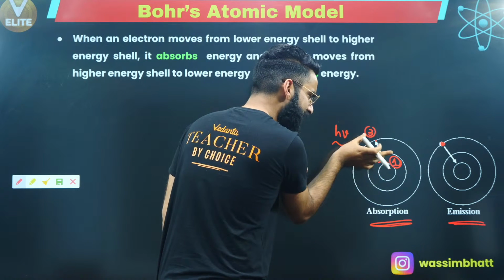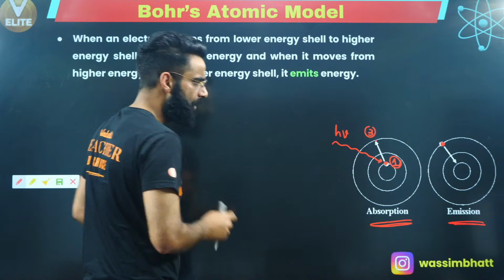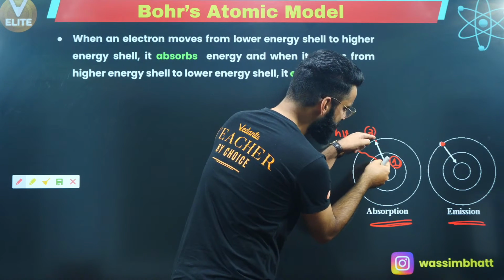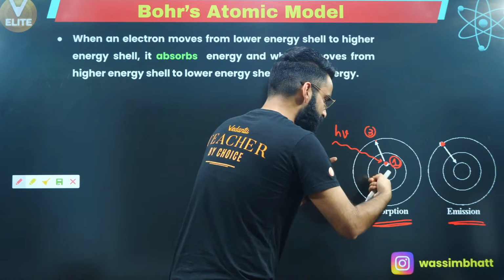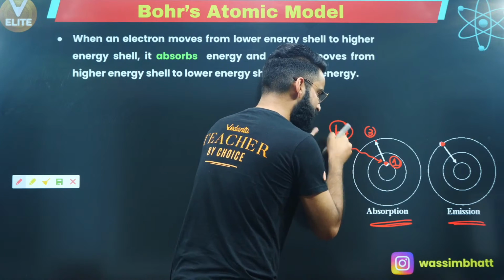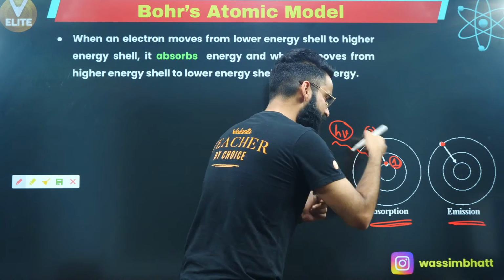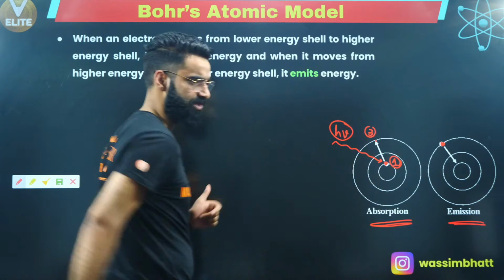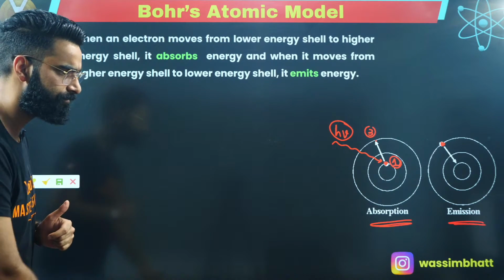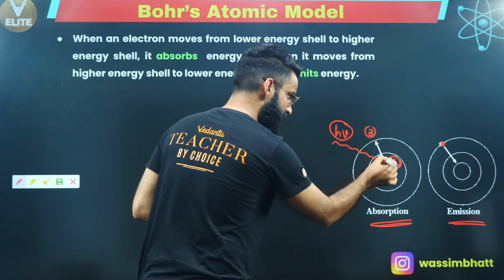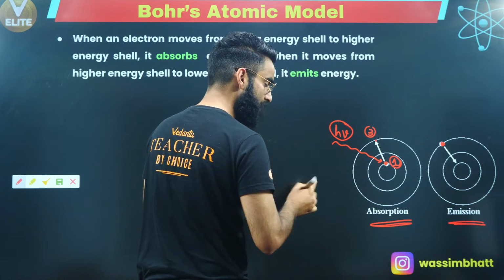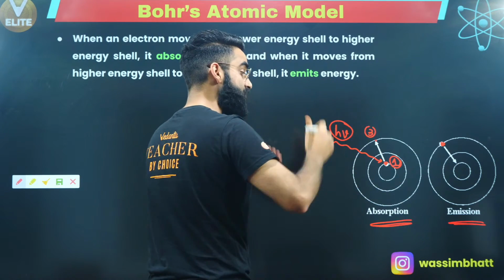And how much energy does this electron have to absorb right now? Whatever is going to be the energy gap between these two shells, the same amount of energy I have to supply in the form of h nu, in the form of light, then only the electron is going to move from shell number 1 to shell number 3. Understand it once again. The electron has to move from shell number 1 to shell number 3. So first of all, from a low energy shell to a higher energy shell, I need to supply some energy.